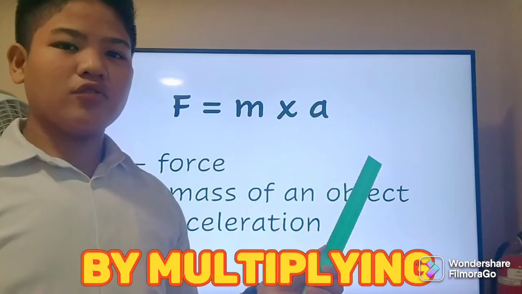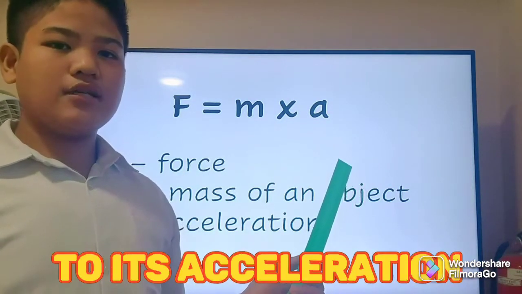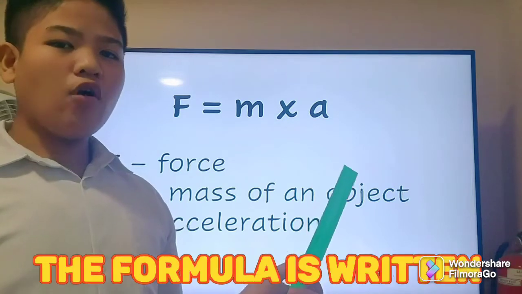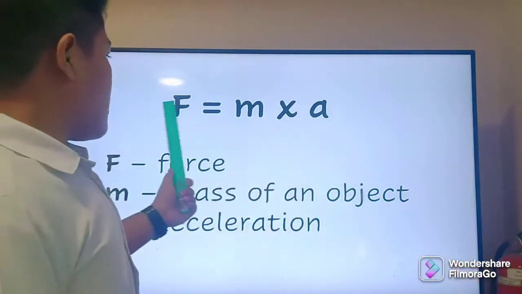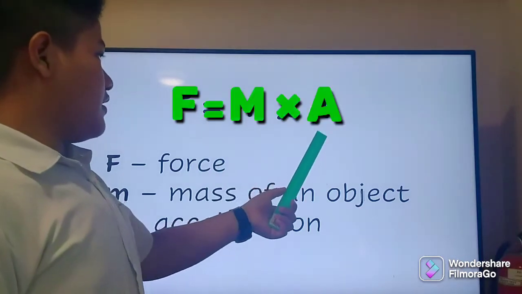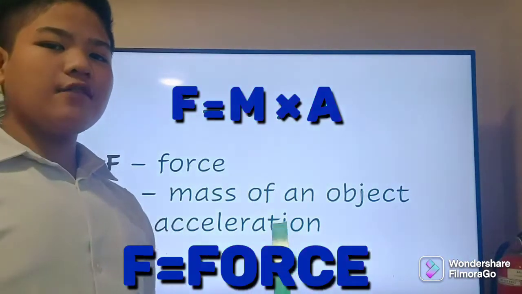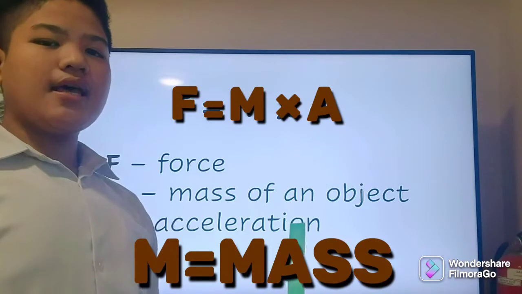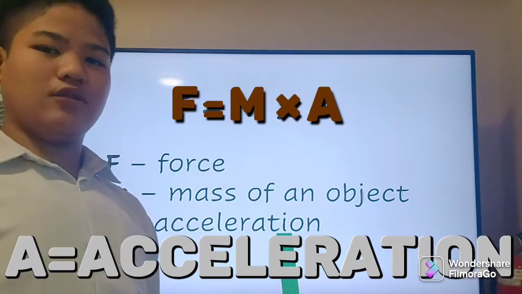Force is measured by multiplying the mass of an object by its acceleration. The formula is written as F = ma, where F is force, m is mass, and a is acceleration.